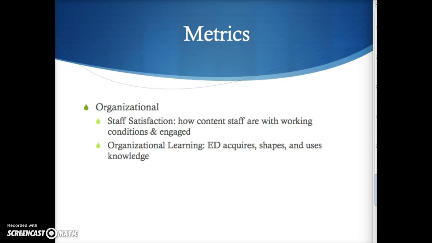First, staff satisfaction measures how content staff members are with working conditions and how engaged they feel in the mission of the hospital. Organizational learning metrics seek to measure the extent to which the ED acquires, shares, and uses knowledge. This area is not easy to measure, as it is hard to measure organizational knowledge directly. Learning metrics tend to focus either on process or outcome.